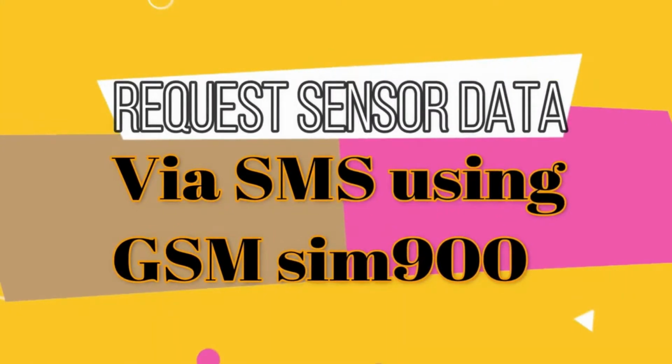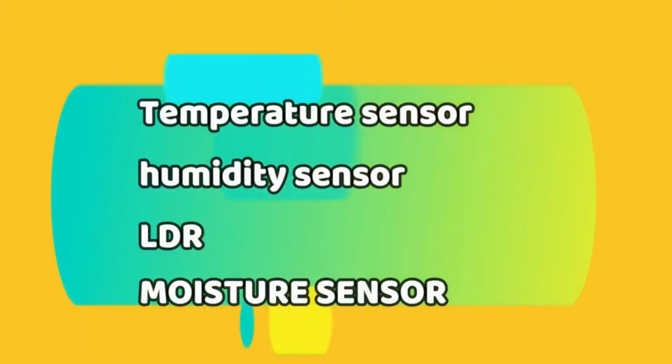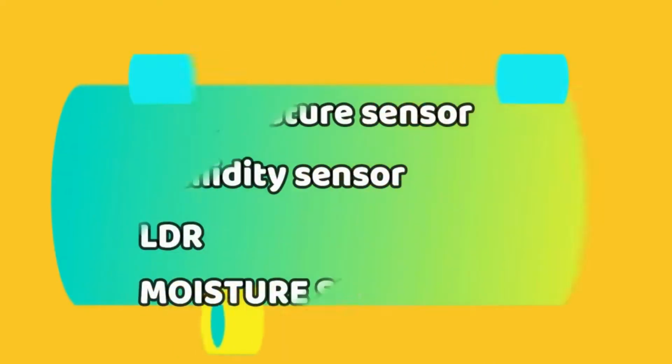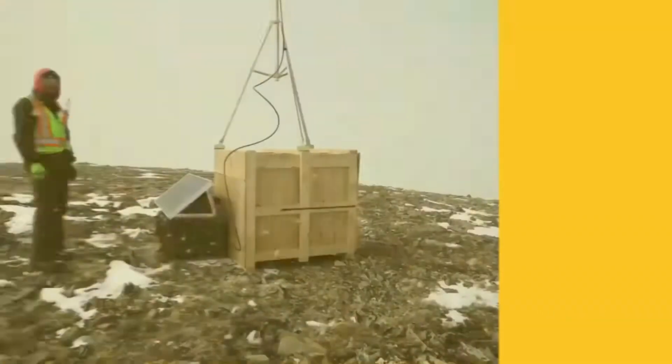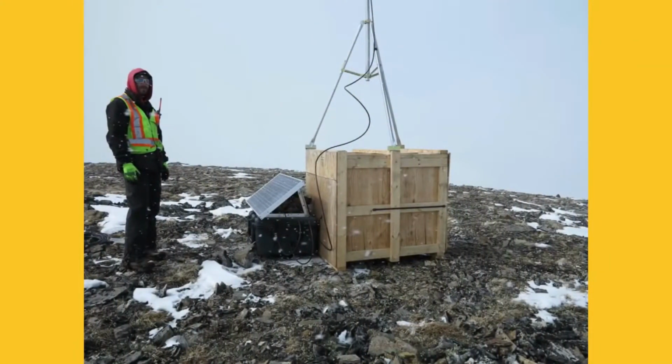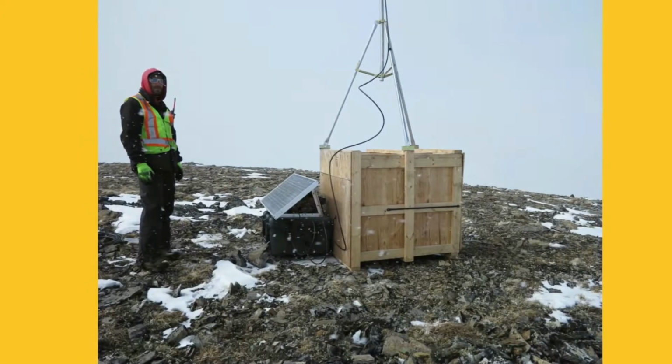The purpose of this project is to monitor your sensors, for example temperature sensors, humidity sensors, LDR, the light dependent resistor, and moisture sensors. Variable resistors can also be used as sensors, etc., from a remote location far away.